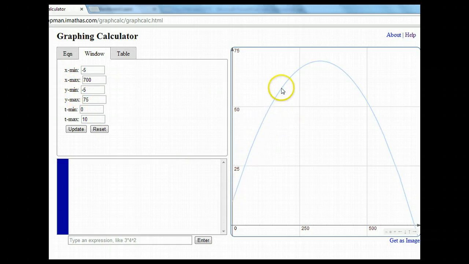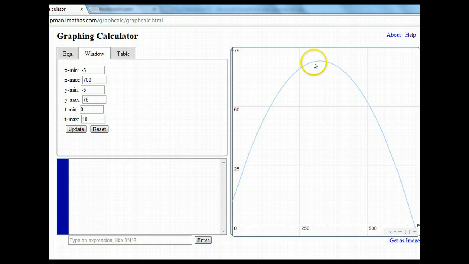So we can see the path of the projectile. It peaks right up here, which looks like here's 75 and here's 50. Okay, so we have 50, 55, 60, 65, 70, 75. So these are by fives. 55, 60, 65, 70. So it's not quite to 70. It's above 65, closer to 70.